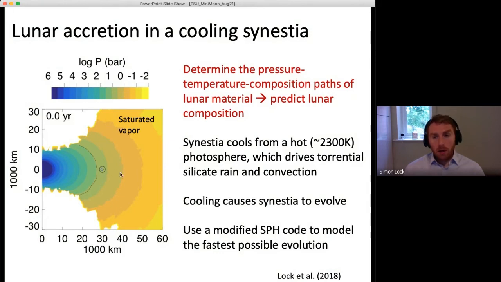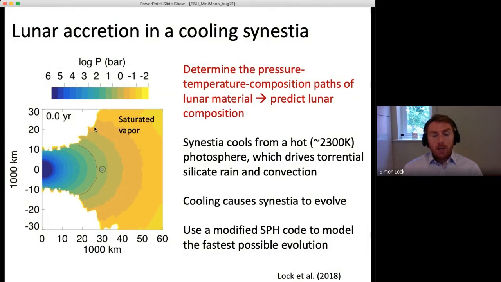And on the outside, outside this black line, the structure is saturated vapor. So it is a coexisting mixture of rock silicate droplets and silicate gas. And inside of this, it is just entirely gas, or a supercritical fluid. So no droplets except at the very surface. And what happens is that the synestia is cooling, and it is cooling quickly. The timescale I will show you when we're looking at this evolution is in years, which for a geological timescale is incredibly fast. But the surface is a cloud layer of silica droplets. That's where the structure becomes optically thin, and you're radiating to space at about 2300 Kelvin.